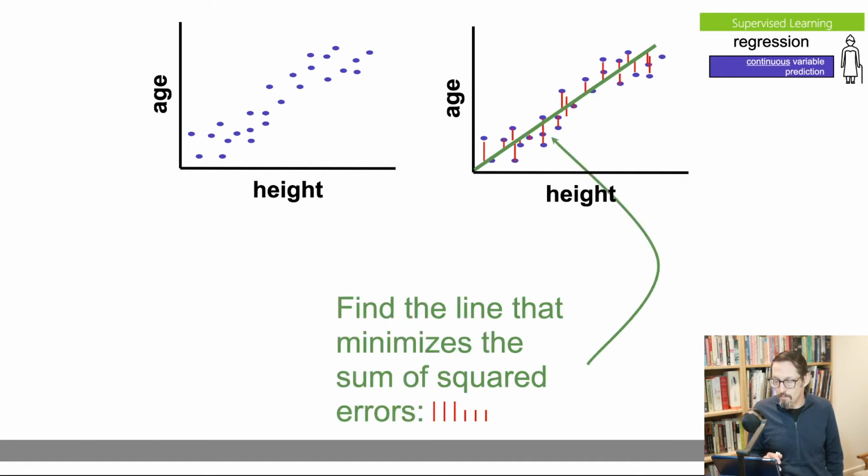Well, how does it work? So you see these red lines here? These red lines are the residuals or the errors, okay?